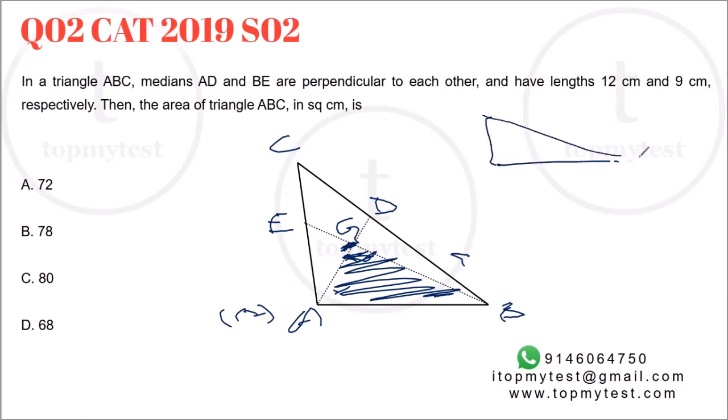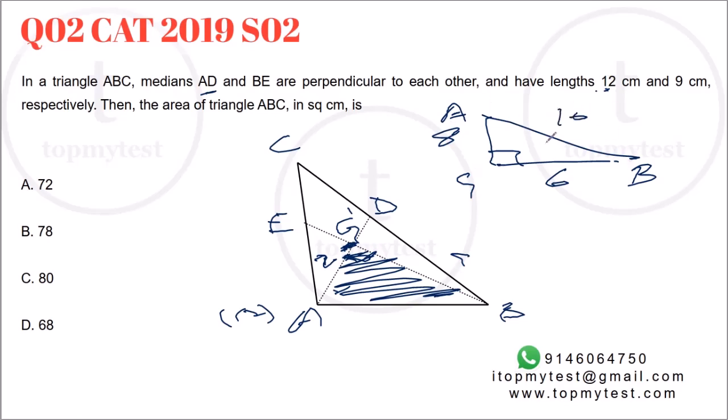G is a right angle. You have A and B. It's not drawn to scale, just a rough schematic. Now it is given that AD is 12. The full length is 12, which means AG will be 2/3 of 12. A median is divided in the ratio 2:1 by the centroid. So 2/3 of 12 will be 8. Similarly, BG will be 2/3 of 9, which is 6. 6, 8, this will be 10.